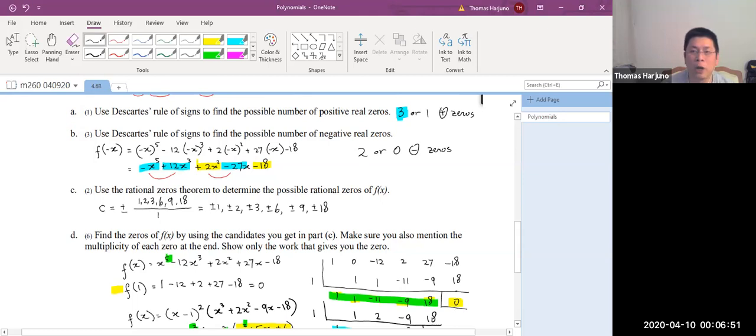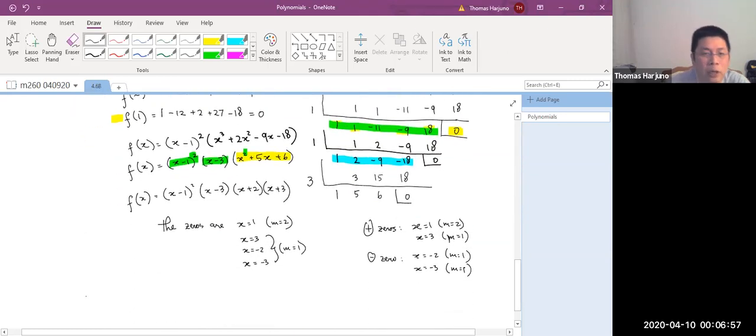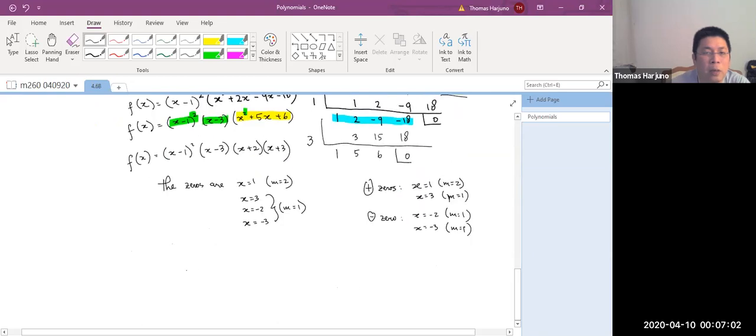Okay, now once we are able to find all the zeros here, then we can write this in factored form already. So let's say, for example, I continue with part what? Part E. Part E, I say write f(x) in factored form. Then you will say f(x) equals (x minus 1) squared, (x minus 3), (x plus 2), (x plus 3).